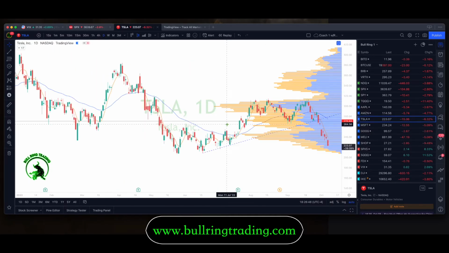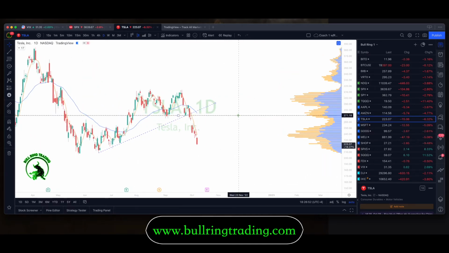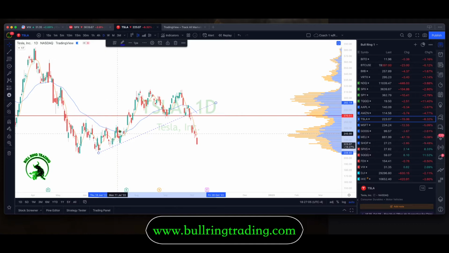Tesla is headed down because it broke support. So this red line here, the original one I drew for you guys in the previous video. Let me highlight it a little bit. This area was support, right in here, and it broke support, and then you see the trend up.